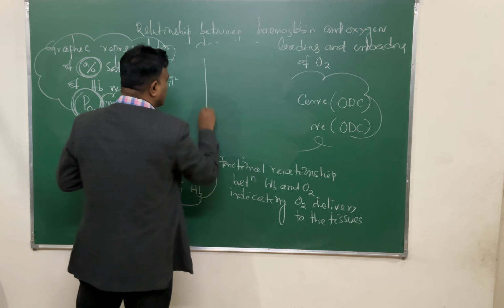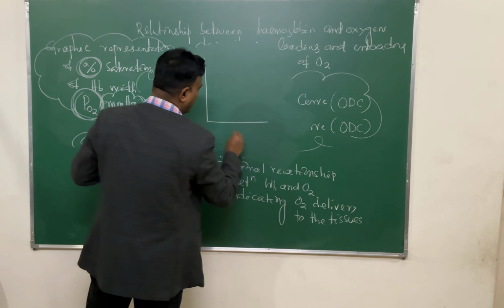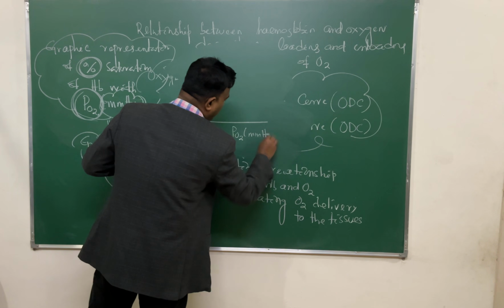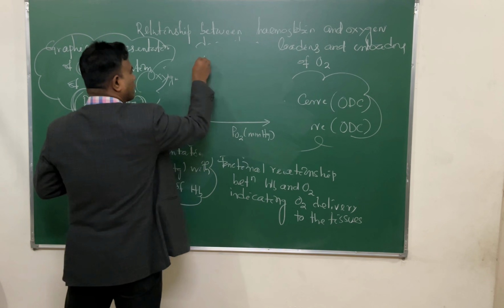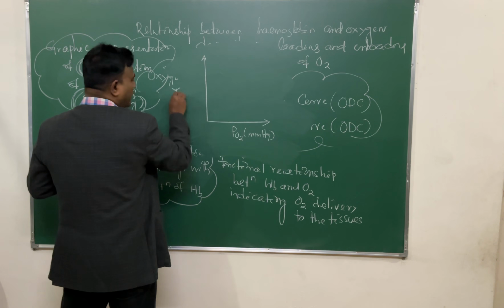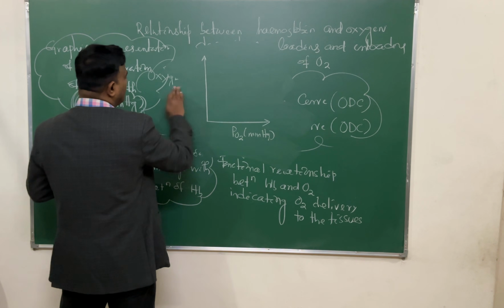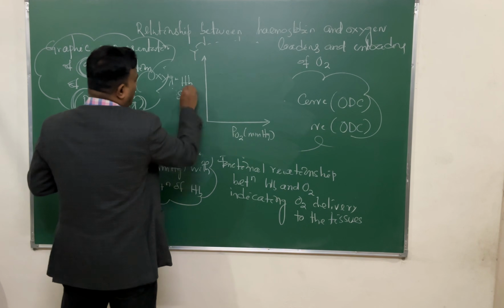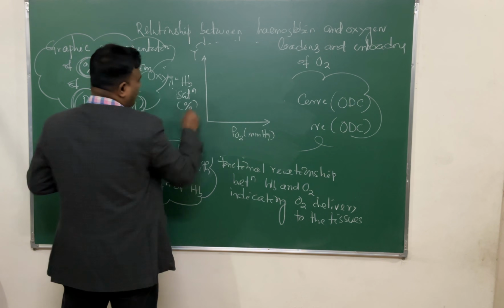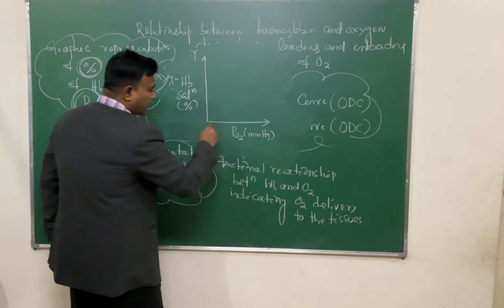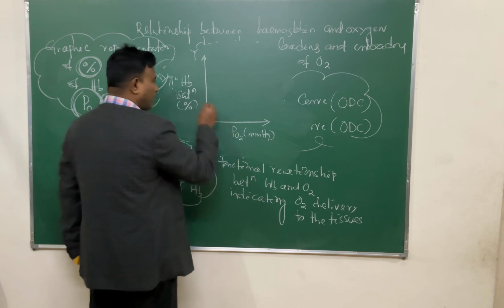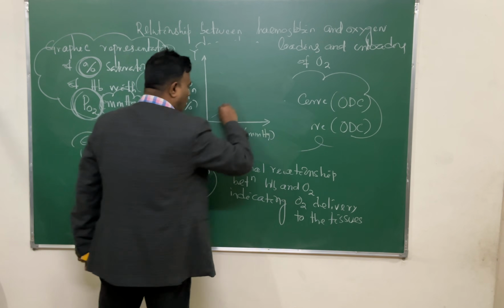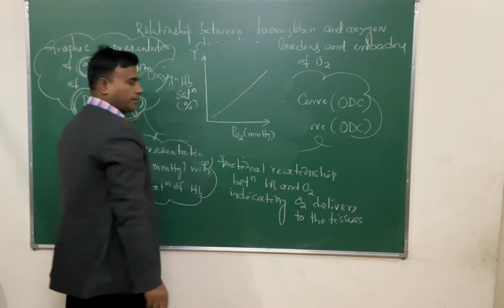Suppose this is the y-axis, this is the x-axis. Here I am putting the partial pressure of oxygen in mmHg on the x-axis, and on the y-axis is hemoglobin saturation, that is in percentage. If I say that there is a rise in the partial pressure of oxygen, there will be a rise in the percentage of saturation of hemoglobin, then the curve should be a straight line like this.